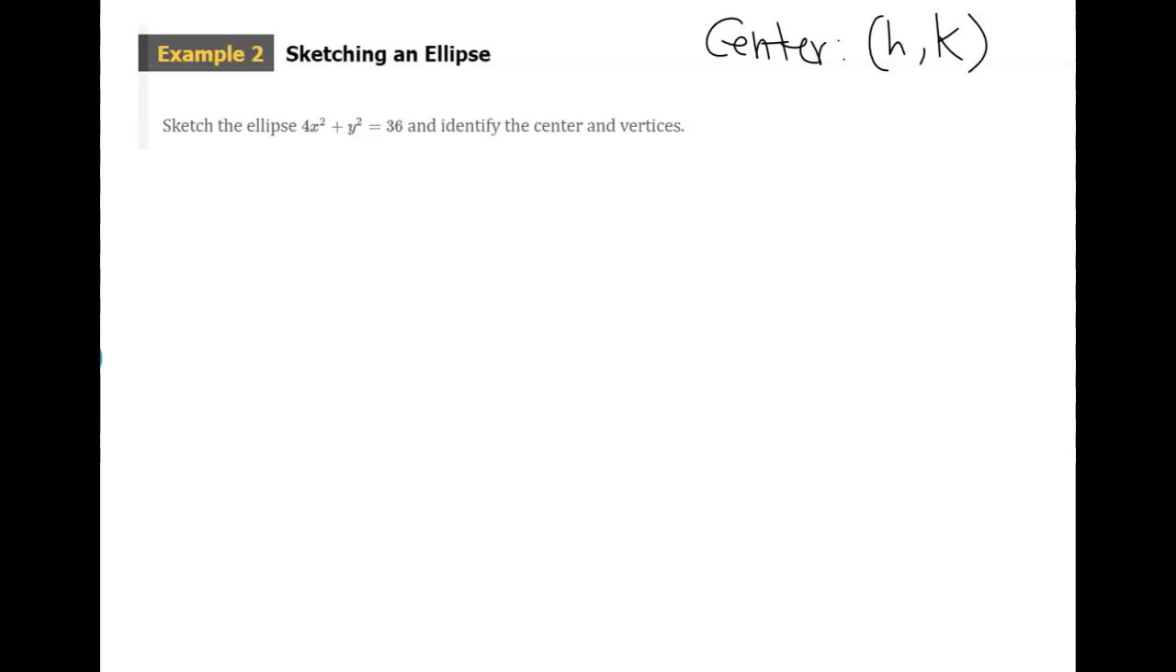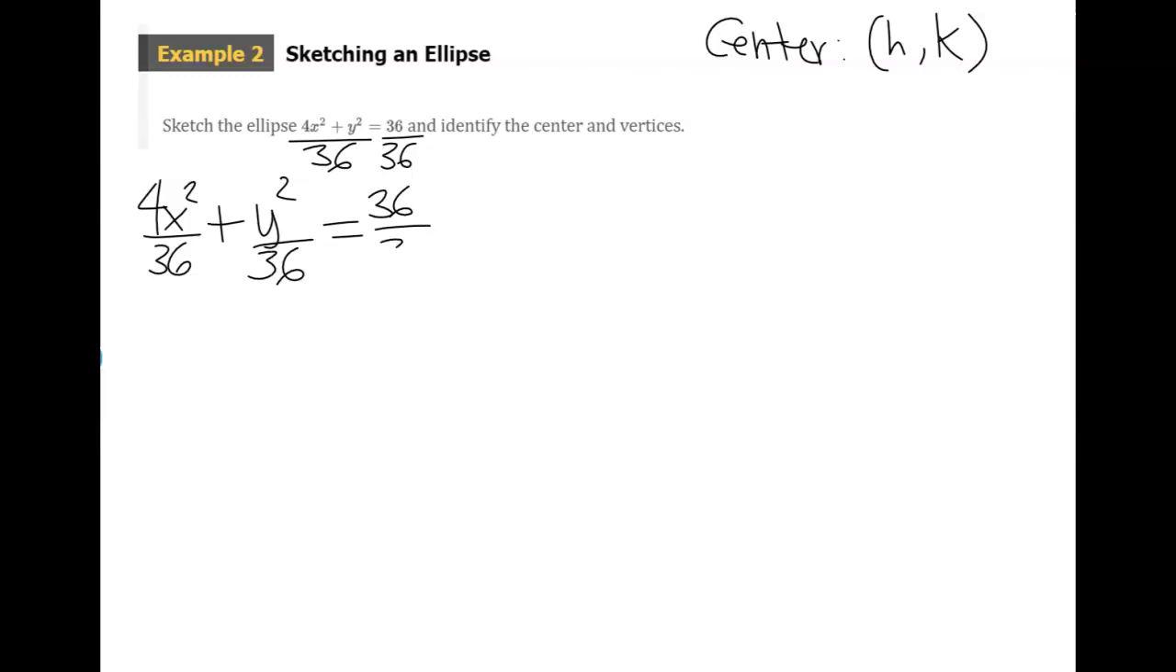But one thing I told you is that this number here needs to be equal to 1. And the only way we can make it equal to 1 is by dividing by 36. So we're going to do that. But if we divide one side by 36, we need to divide the other side by 36 as well. So here what's going to happen is we're going to split the fraction. We're going to have 4x squared divided by 36, but also y squared divided by 36. And that will equal 36 over 36. And we did that because we want that to equal 1.